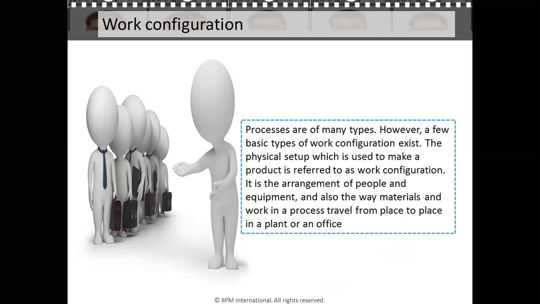However, a few basic types of work configuration exist. The physical setup which is used to make a product is referred to as work configuration. It is the arrangement of people and equipment and also the way materials and work in a process travel from place to place in a plant or an office.